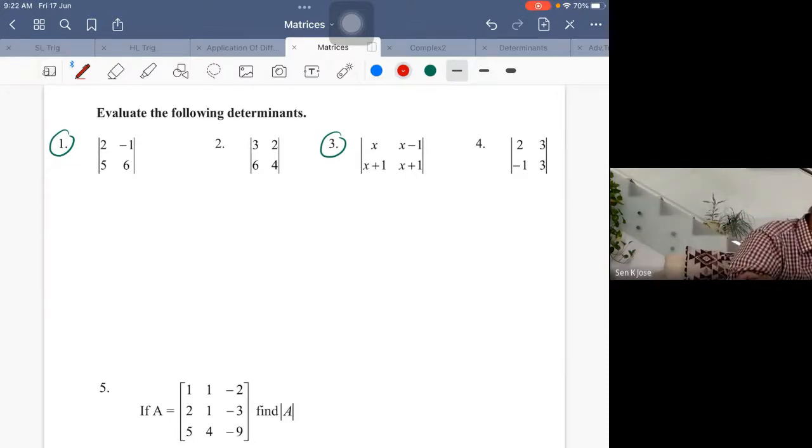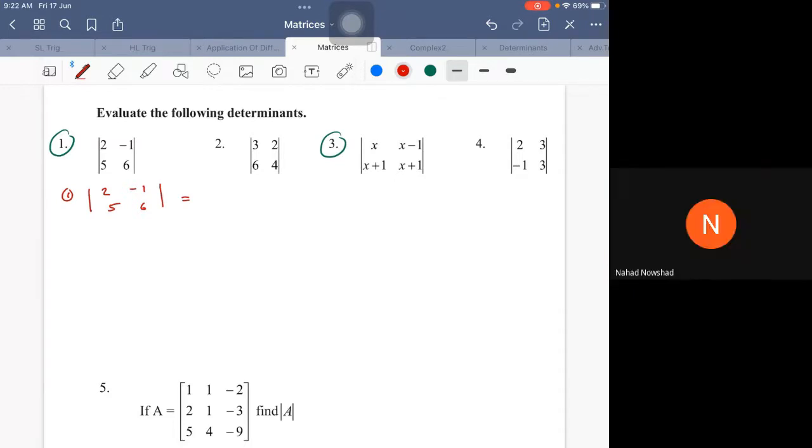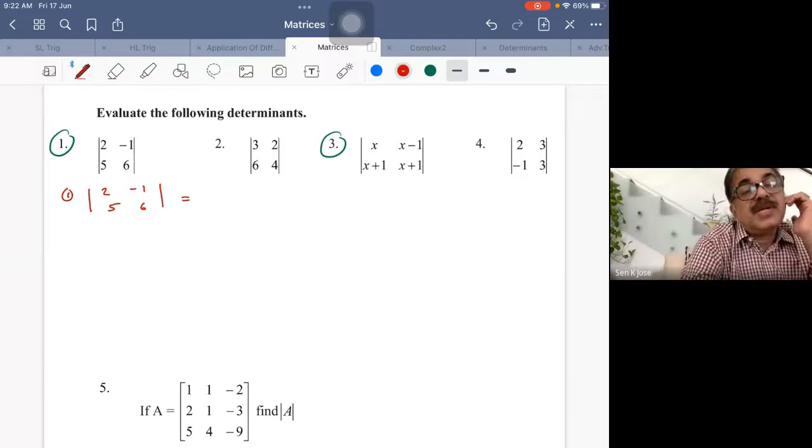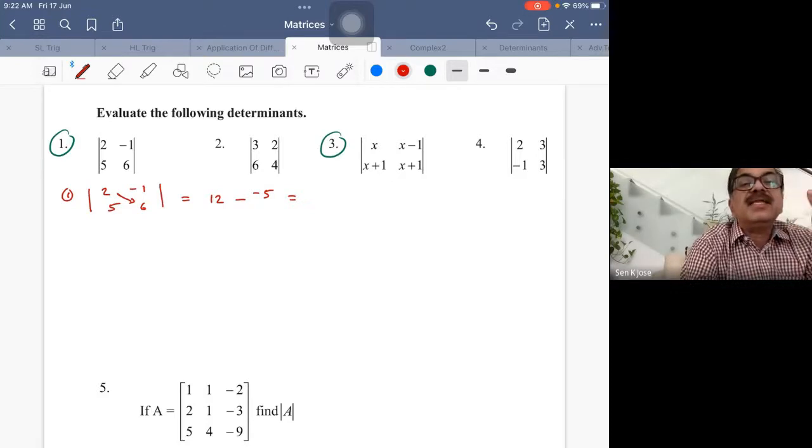The first one, copy the determinant. Question number 1, determinant 2, -1, 5, and 6. So it's a 2 by 2 one. Directly we do it. Now, how do we expand this determinant? We cross multiply, AD minus BC. So what do I get? 2 into 6, 12, minus C into D, which is -5.